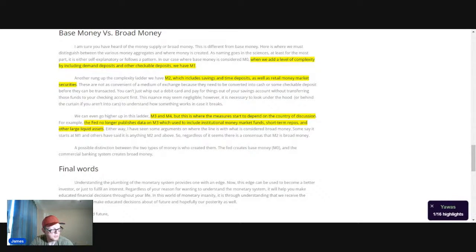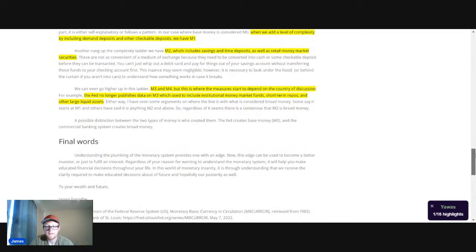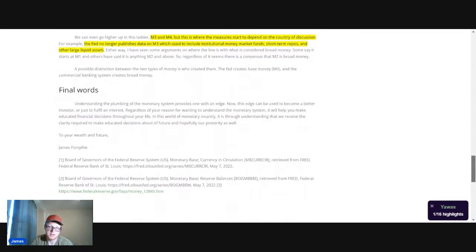In my repo post, I talked about, and I don't remember the exact percentage off the top of my head, something like 80 to 90% of tri-party repos being overnight, somewhere in that ballpark, the vast majority of those. And tri-party repos are the majority of the repo market, not all of them with the Fed as one of the counterparties. But that's no longer published, which is a shame.